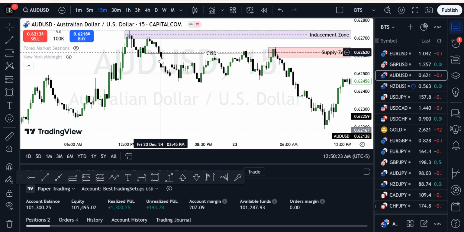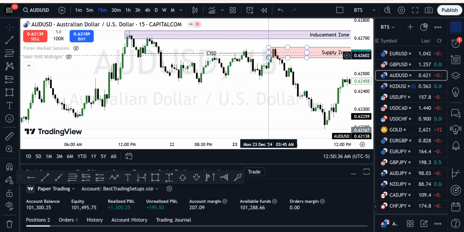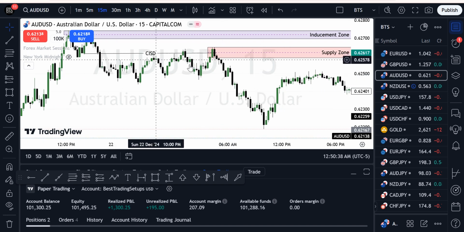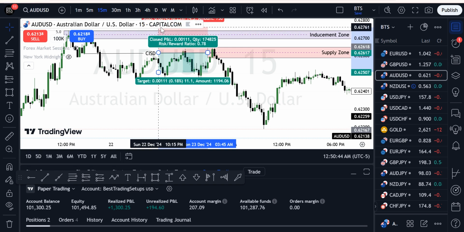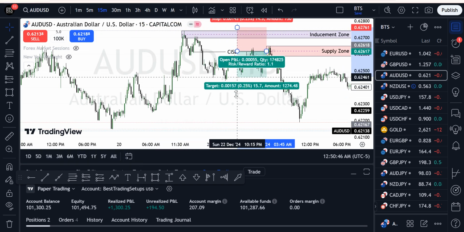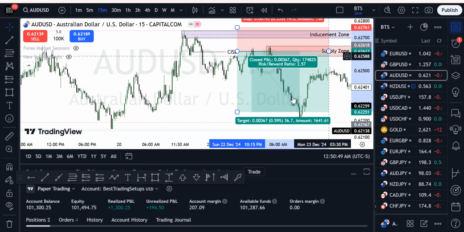Now most times when price is making this move in change in state of delivery, you want to see a fair value gap being created. One, it gives you extra confirmation that price will surely come back there to fill up that fair value gap, which as you can see serves up here. Entry right there, stop loss above the high, tap and get a 1 to 2, right?